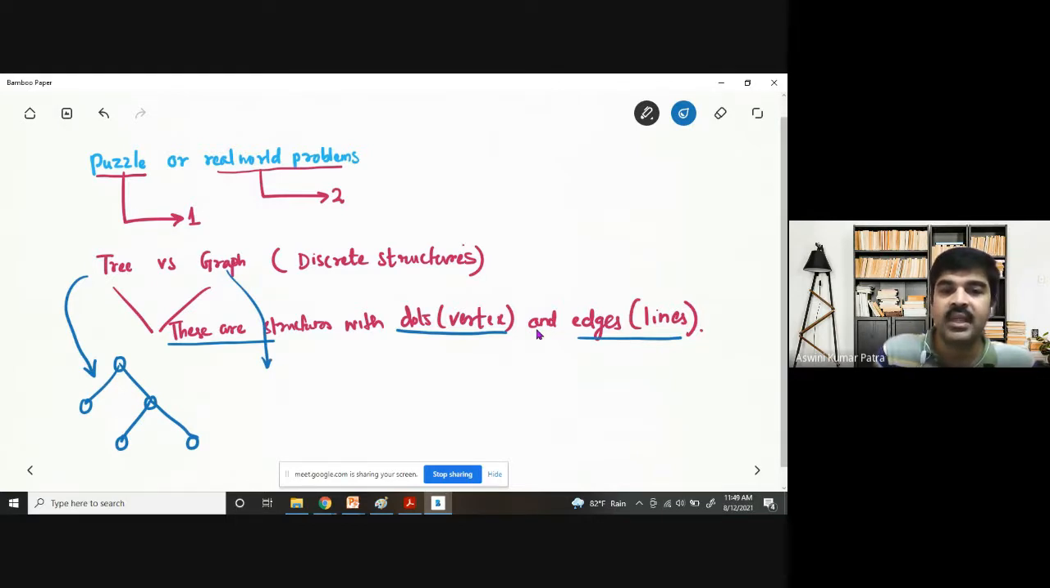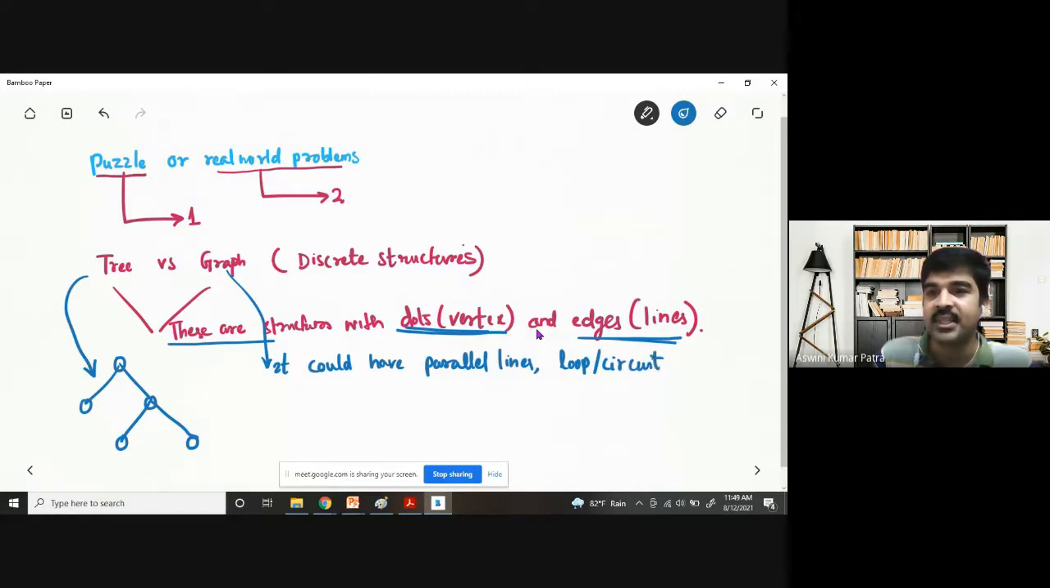Tell me. The graph could contain, again, the dots and lines, but it could have parallel lines, or we can say multiple edges, okay. It can have a loop or circuit, both are synonyms, okay, loop or circuit.